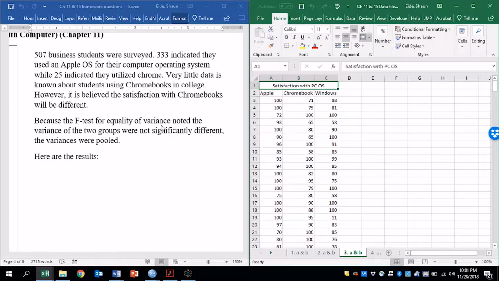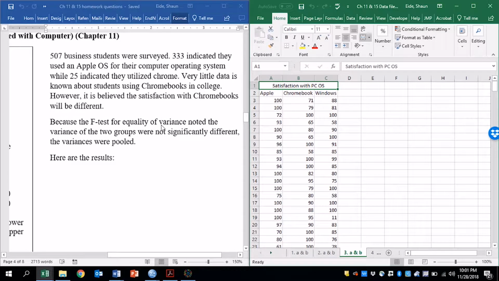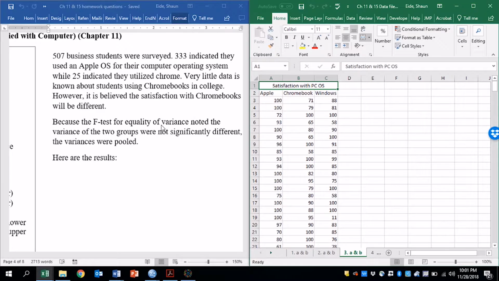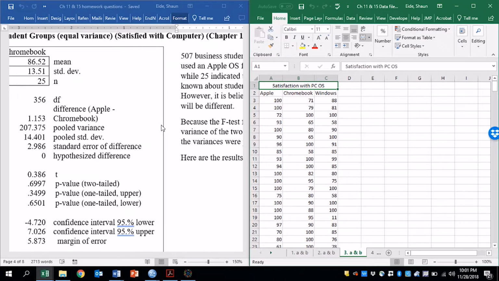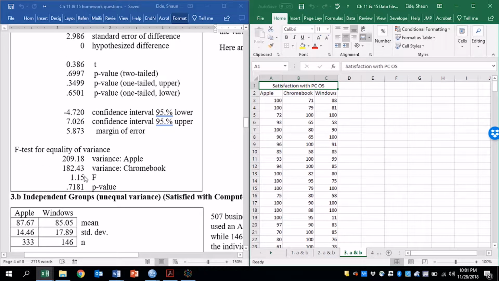Very little data is known about students using Chromebooks in college. However, it's believed the satisfaction with Chromebooks will be different. Because the F-test for equality of variance noted the variance of the two groups was not significantly different, the variances were pooled. So down here, the F-test, you can see that the probability is 0.7181. In other words, we were looking for differences between them, and it was saying these variances are very similar.